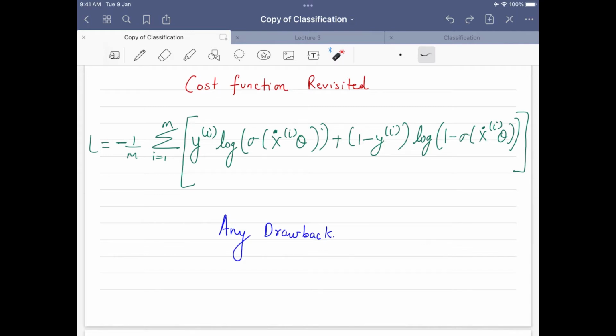Can anyone tell me the drawbacks of this cost function? Though we are using it, there is a subtle drawback in this cost function also. Anyone, any idea? What can be the possible drawback of using this particular cost function?